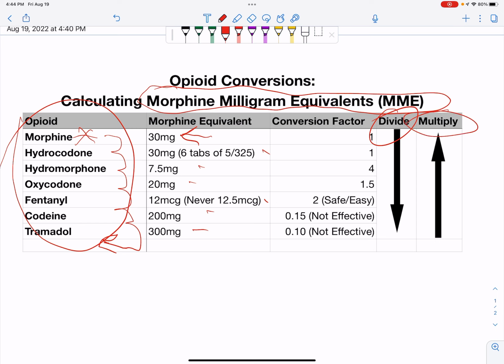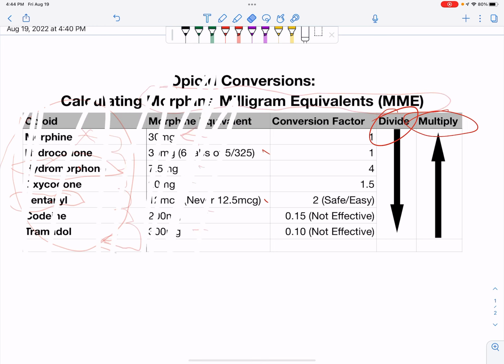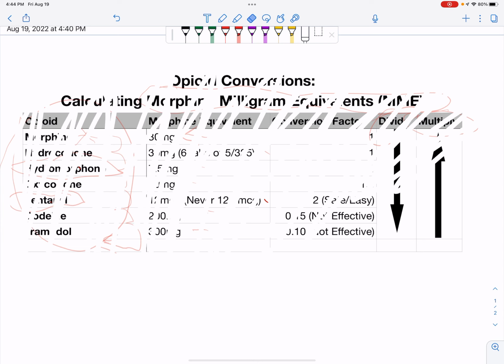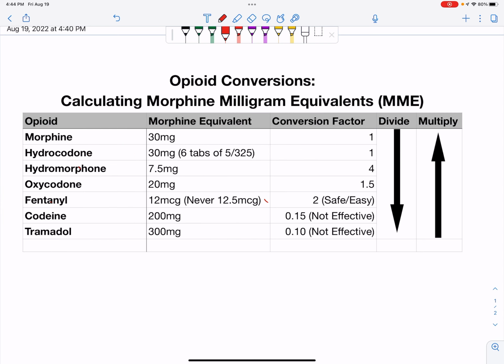will multiply. Now, don't use this list to try to convert fentanyl to hydromorphone by multiplying or whatever. If you're taking somebody from fentanyl to hydromorphone, you would need to convert the fentanyl to morphine and then convert the morphine to hydromorphone or oxycodone or whatever it is you're trying to do. That might be a little confusing at first, but that's just how to use this. You don't convert from one of these opioids directly to another. You convert it to morphine, and then you convert the morphine to whatever other medication you want.